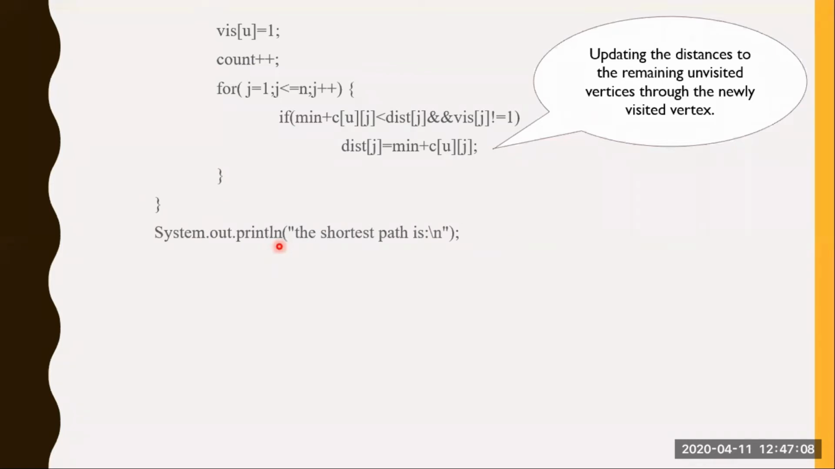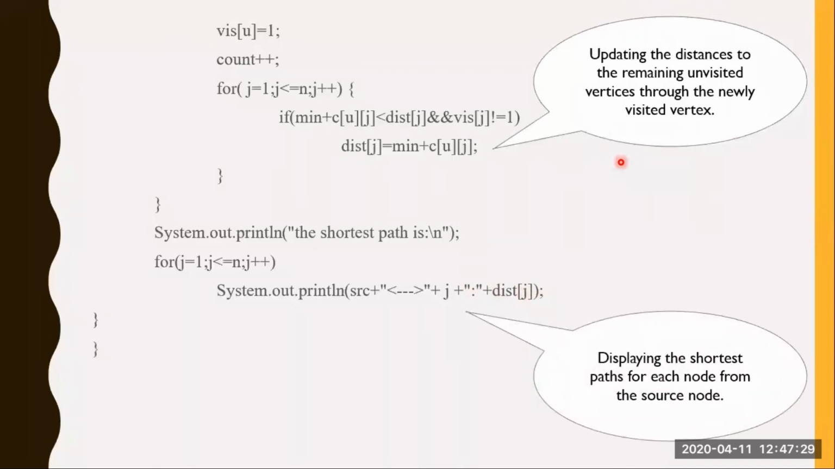Finally, what we are going to do is display the shortest path from the source node to all the other nodes. This is basically done using the for loop. From the source node to each and every node, we display the distance that we've saved, and that ends your Dijkstra's algorithm.